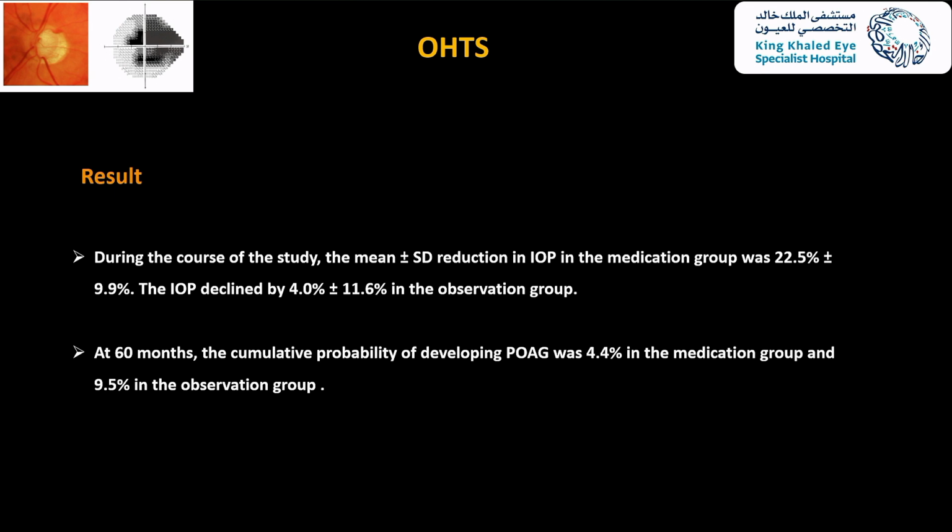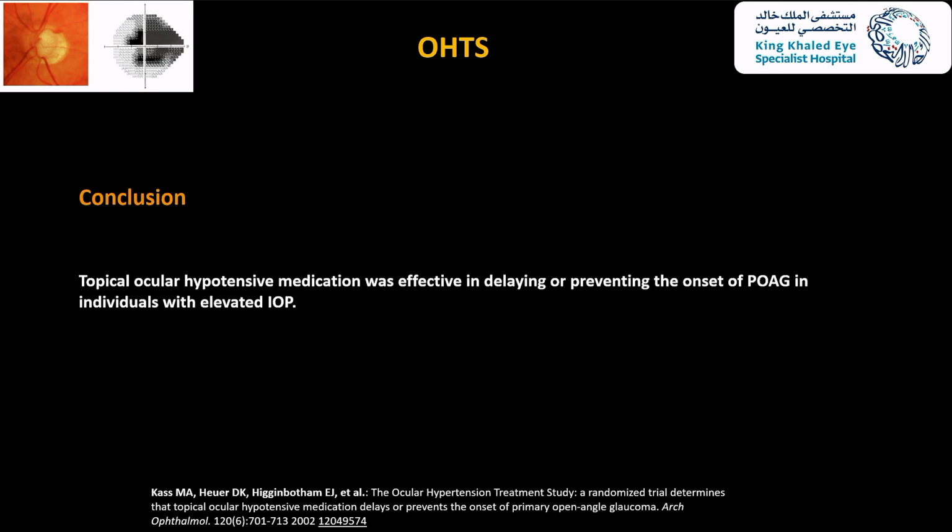At 60 months, the cumulative probability of developing primary open-angle glaucoma was 4.4% in the medication group and 9.5% in the observation group. So the conclusion of the study is that topical ocular hypotensive medication was effective in delaying or preventing the onset of primary open-angle glaucoma in individuals with elevated intraocular pressure.